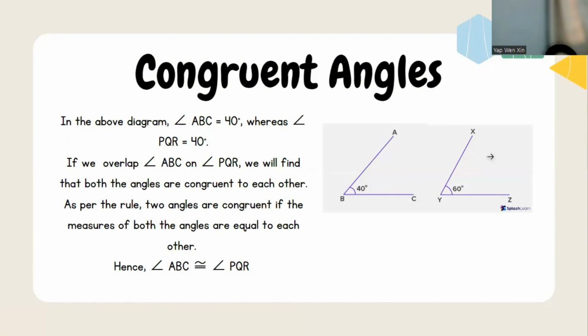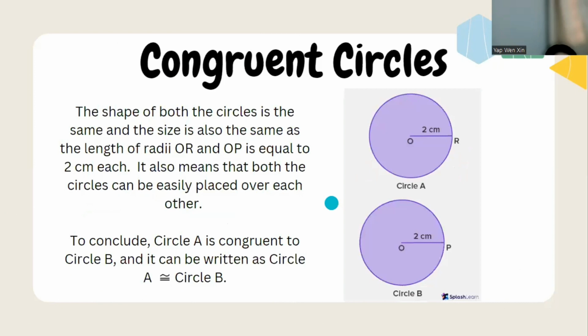Congruent circles. The shape of both circles is the same and the size is also the same, as the length of radius OR and OP is equal to 2 cm each. It also means that both of the circles can be easily placed over each other. To conclude, circle A is congruent to circle B.